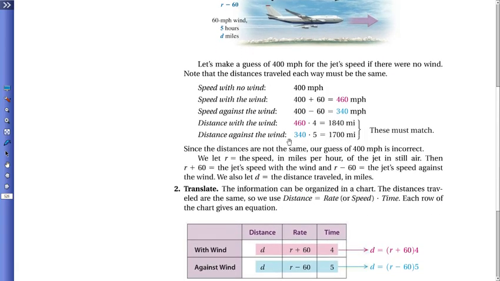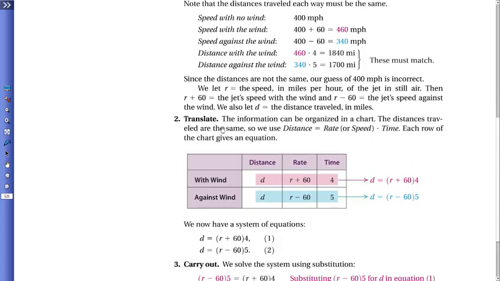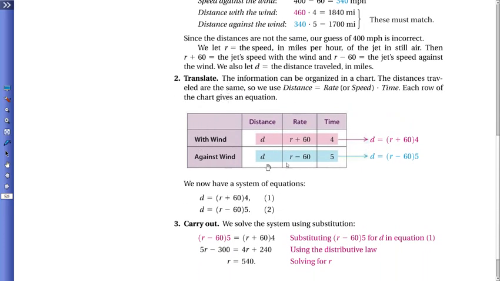And then they throw that in there and say, well, if this worked, let's say if it was truly 400, well, the distance with the wind would be, for 4 hours, 1,840 miles. And the distance against the wind would be 340 times 5, which is 1,700. Well, it was kind of close, but that isn't exactly the same distance, so we know these numbers aren't right.